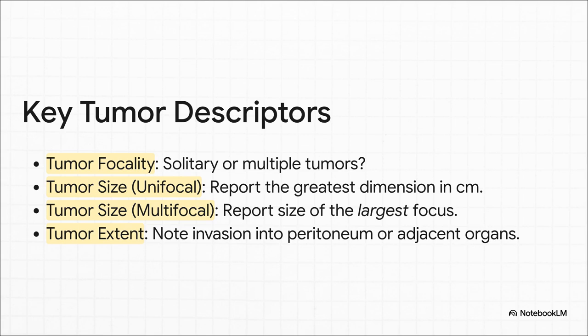Now, beyond the type and the grade, you have to document these four key things. Focality, is it one tumor or are there a bunch? Size, and make sure if it's multifocal, you're measuring the largest one. And finally, extent, has it broken through the visceral peritoneum? All these details are the building blocks that are going to feed directly into that final T stage.